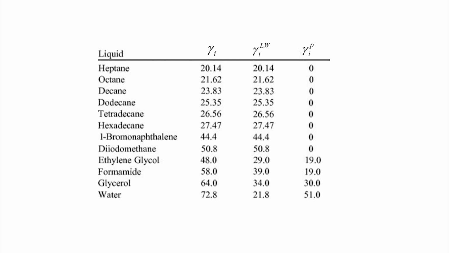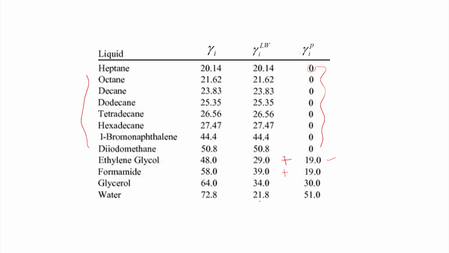So, let us say heptane, it is 21.14 and it is 0 here. That means heptane has only CH2 groups, it does not have polar groups. So, no polarity there, and therefore the polar component of the surface energy is 0 for all these cases: alkanes, heptane, octane, decane, including diiodomethane. It only has the Lifshitz van der Waals component. On the other hand, ethylene glycol has hydroxyl groups, so it has some amount of polar component, and when you find the total, it is this plus this, right.